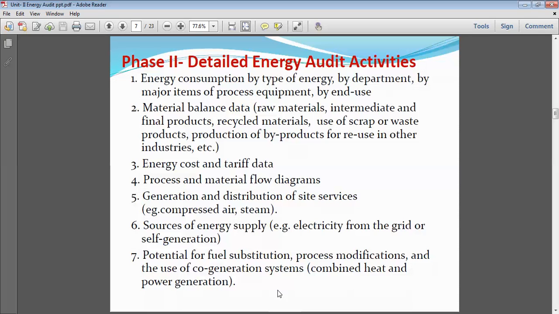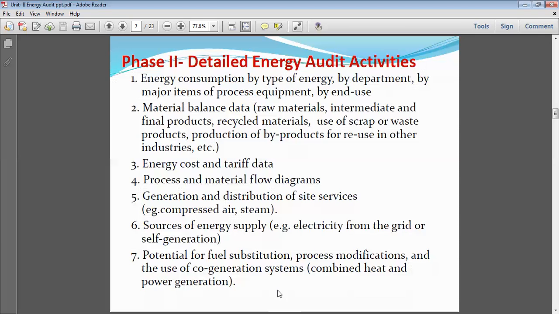Or you can modify by some other means, whatever new technology or new method is available. Because of the aging effect, because of the old machineries, you can replace them. So we have to see the process modifications, okay? And the use of cogeneration, you can do the cogeneration.